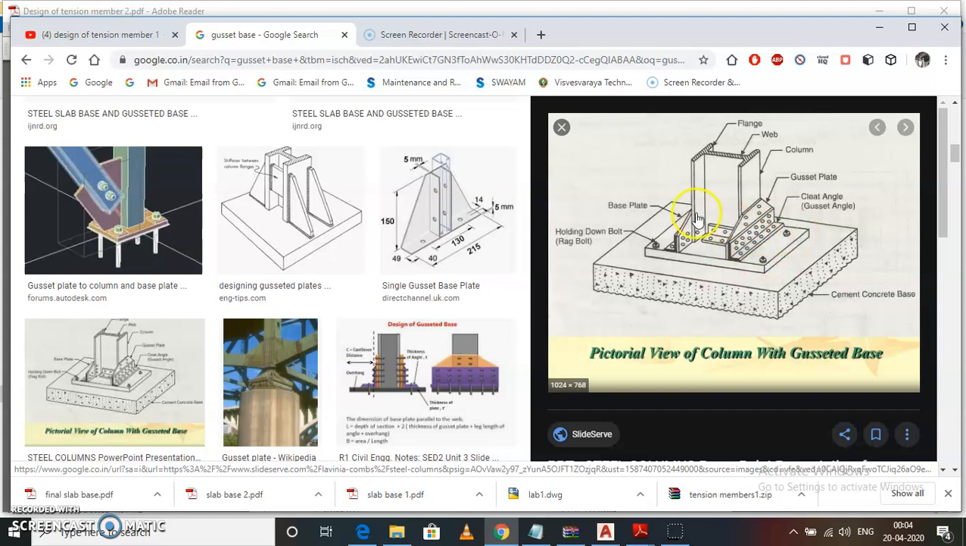These are the anchor bolts to connect the base plate to the RCC foundation. Here they are written as holding down bolts or anchor bolts. This is the flange and this is the web. This is the column flange. After this column flange, in some cases we may provide cover plates. Afterwards, gusset plate. Afterwards, cleat angle. Then the base plate.